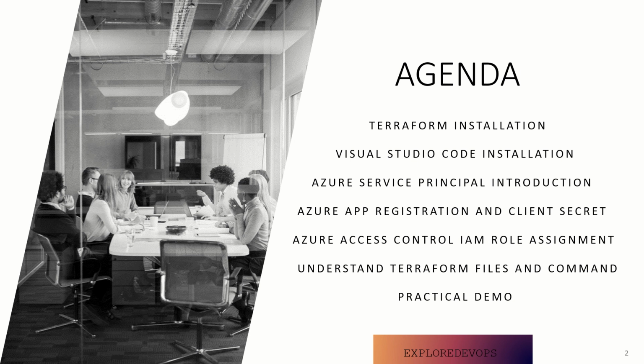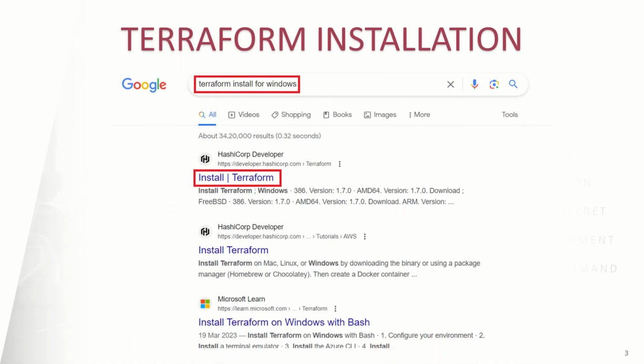And after that, we'll see a practical demo where we'll connect our Terraform to Azure Cloud and then we'll form resources. So let's start with Terraform installation. Terraform installation is very easy to do on Windows. You just need to go to Google and then you can search Terraform install for Windows.